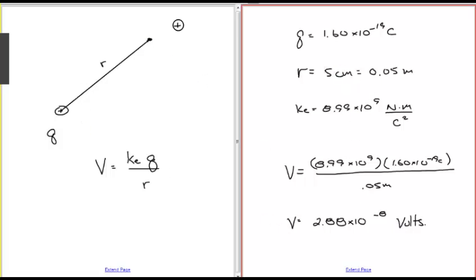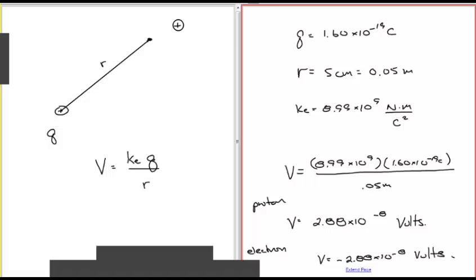Now, if it was an electron, it would be negative. This is a proton. For an electron, you do take into account the sign. It would be negative 2.88 times 10 to the minus 8 volts. Next, we'll talk about how the principle of superposition works.